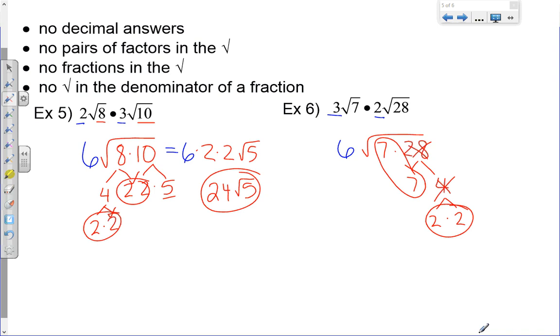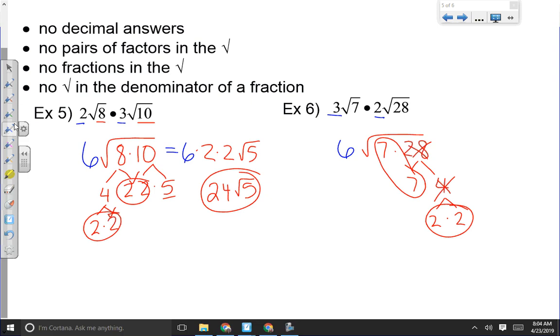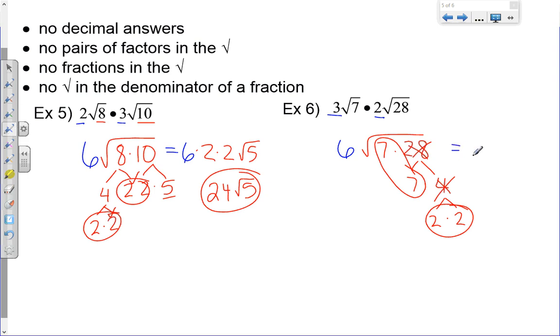So what's your final answer going to look like? Your final answer is going to be this 6 that we got from the 2 times 3. We're going to multiply it by 7 from this pair of 7s, and we're going to multiply it by 2 from this pair of 2s. So 6 times 7 is 42, times 2 is 84. Does someone want to double check my math? No, that's right.